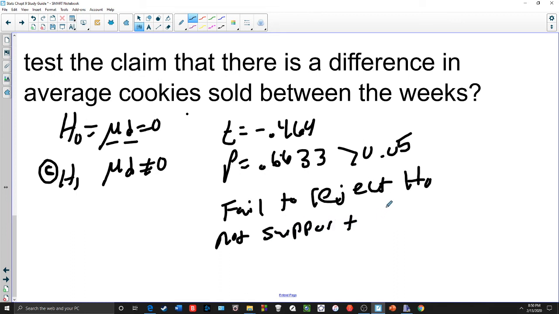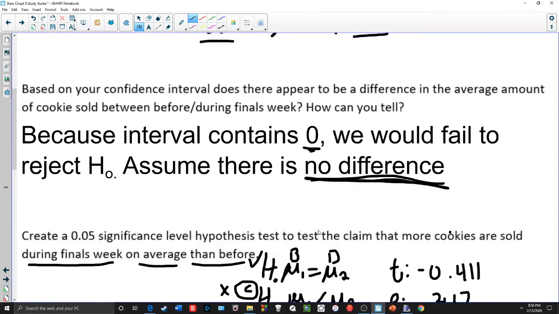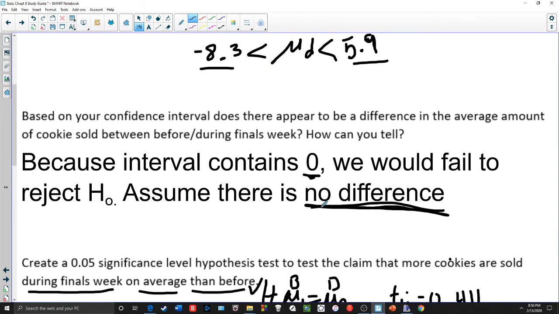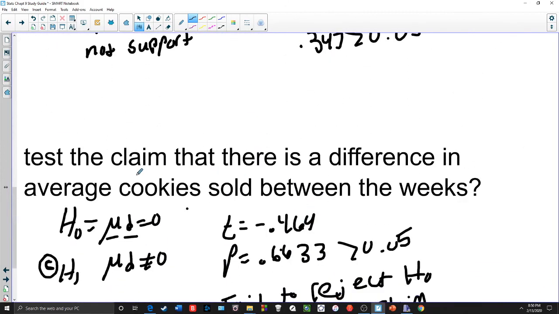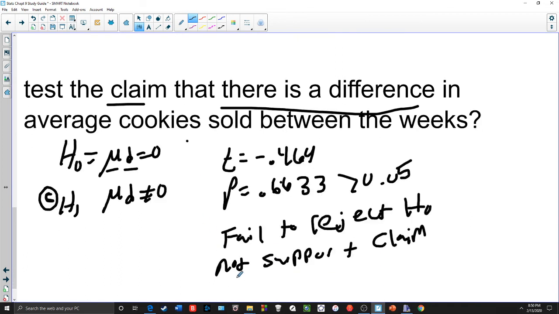And again, it sounds reasonable based on our interval, because our interval says to assume there is no difference, and we're claiming that there is a difference, which is counter to what our interval is suggesting to us. So it makes sense that we don't support our claim. I kind of had to add an addition there just because the previous question didn't quite turn out the way I wanted it to.